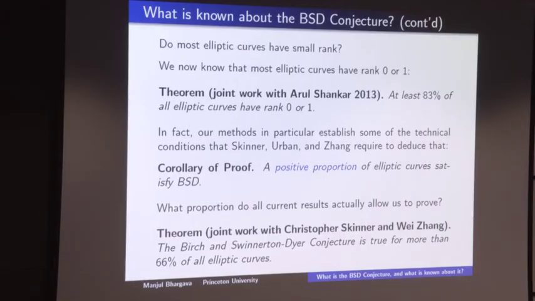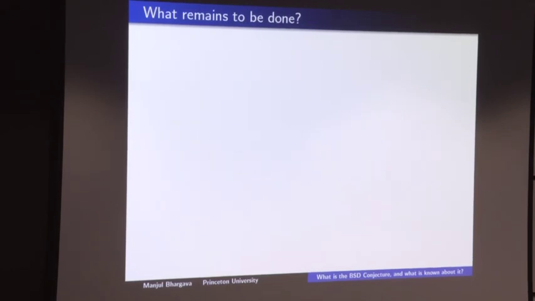And this week, actually, the percentage has gone up a lot. But I didn't want to say a number because I don't know exactly what the numbers are, since it's all very new. At least 66% is right, but it's probably going to go up quite a lot over the next few months. So BSD is more likely true than not true. That's good to know. What remains to be done, though?